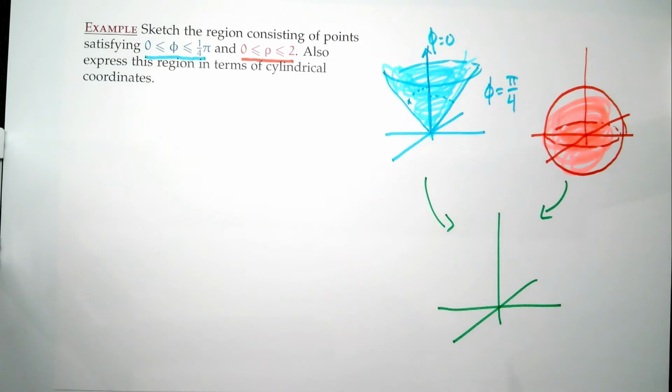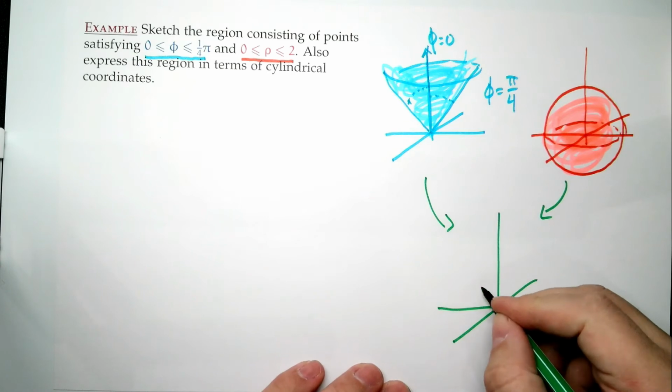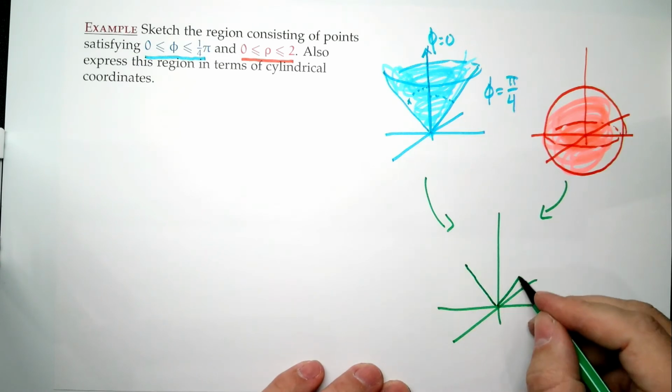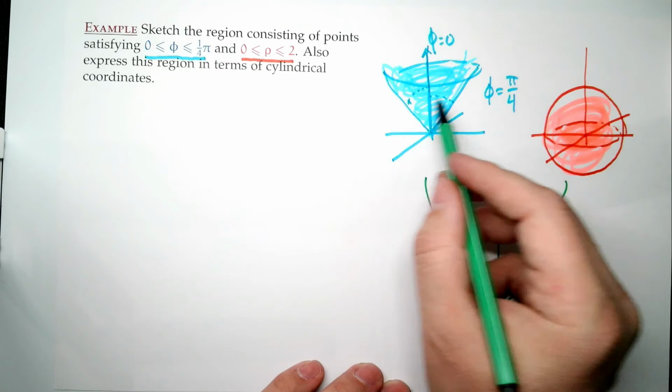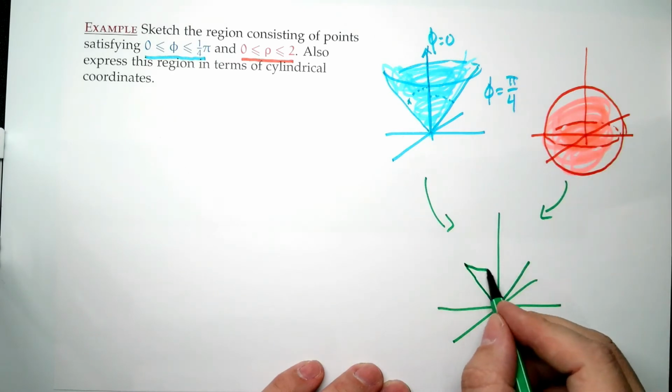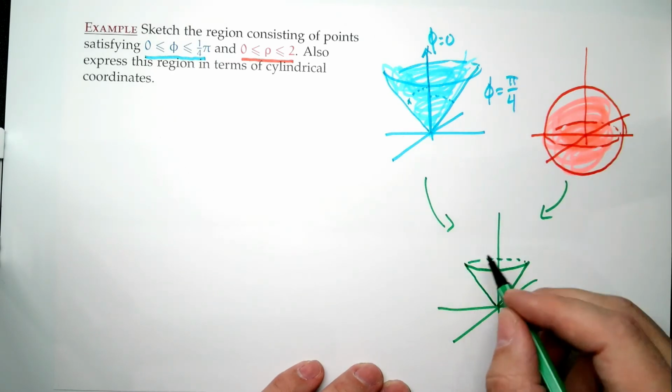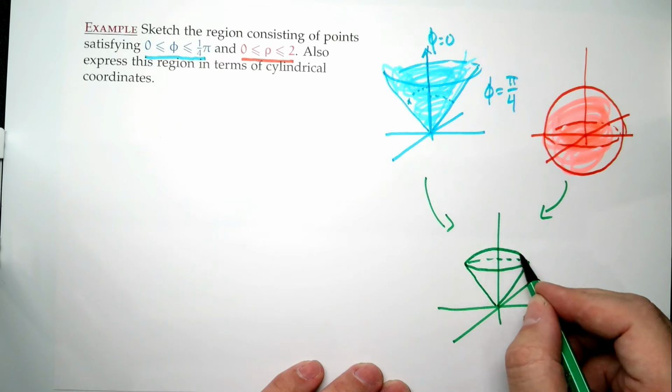What's going to be on the, again, quote-unquote top? The sphere. So what's going to happen is it's going to be coming up as the cone until you hit a certain point where the cone and the sphere happen to intersect. And then you're going to be topped off by a portion of the sphere.